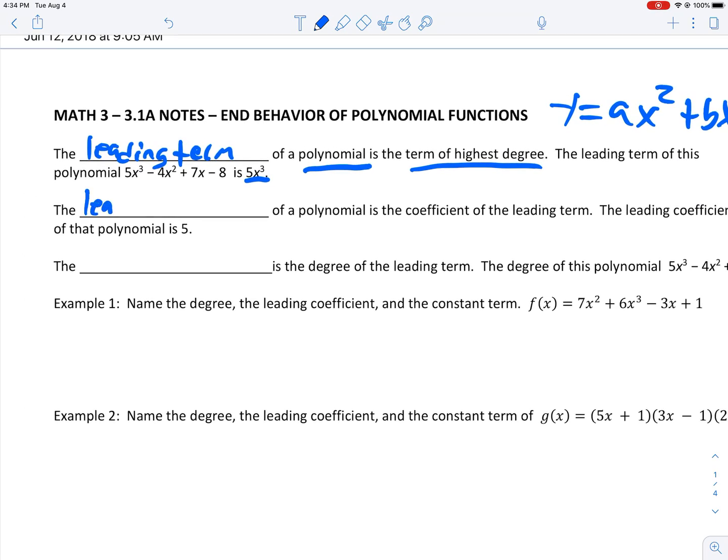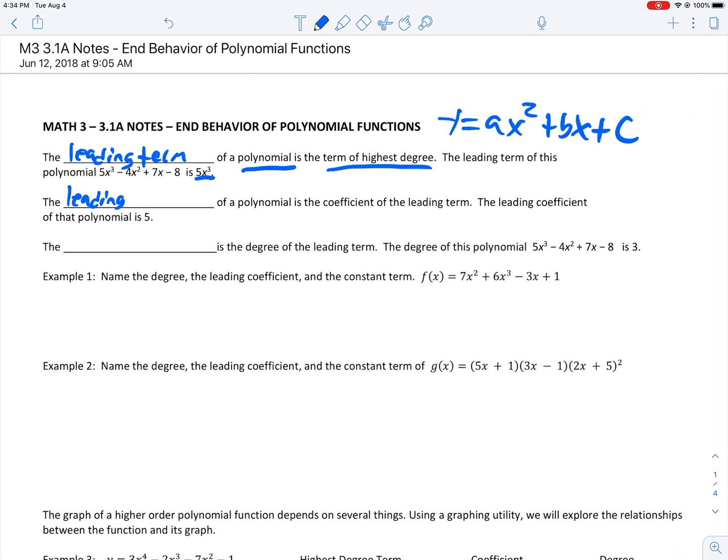The leading coefficient of a polynomial is the coefficient of the leading term. So in this case, it would be 5. The exponent is the degree of the leading term. So in this case, it's to the third. So it's a third degree polynomial.